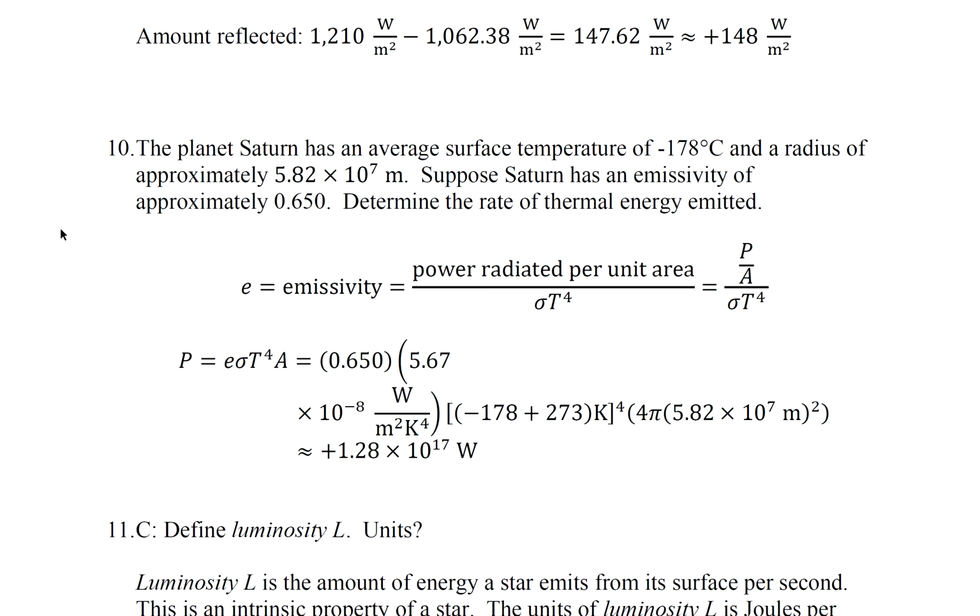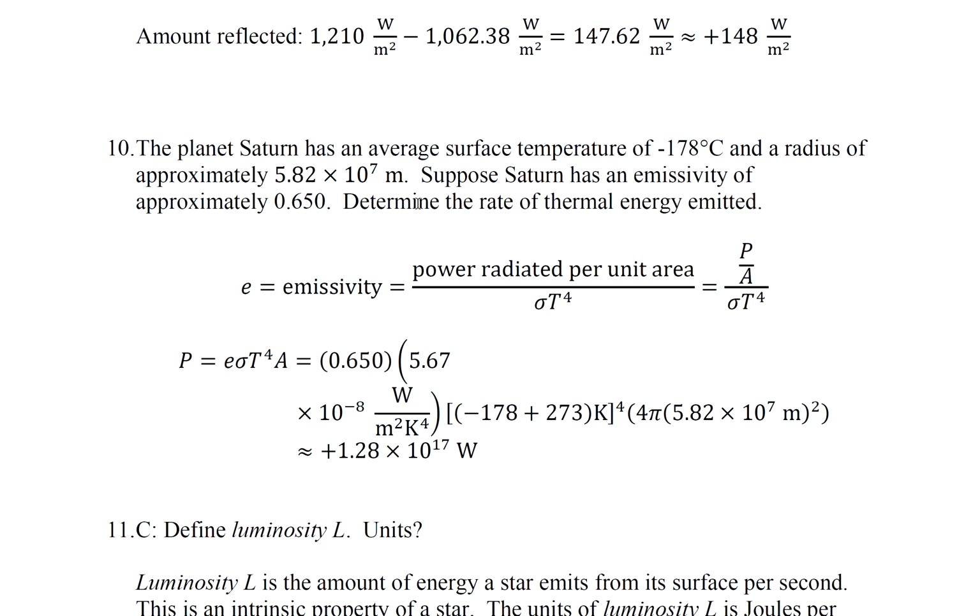Question 10. The planet Saturn has an average surface temperature of minus 178 degrees Celsius and a radius of approximately 5.82 times 10 to the 7 meters. Suppose Saturn has an emissivity of approximately 0.650. Determine the rate of thermal energy emitted.